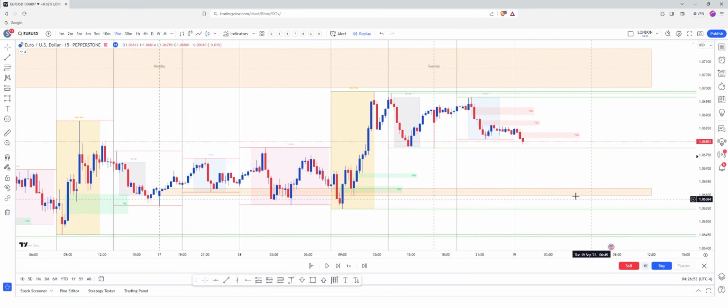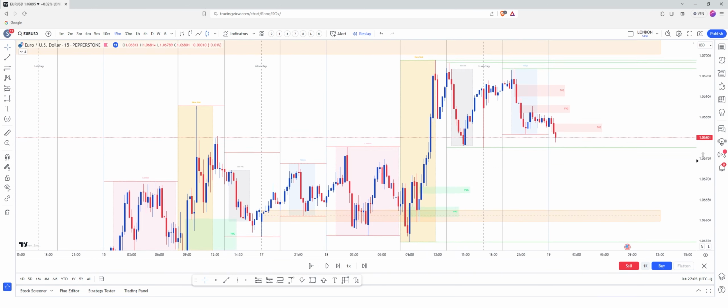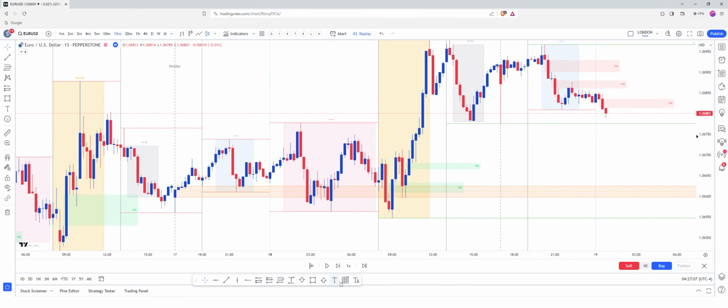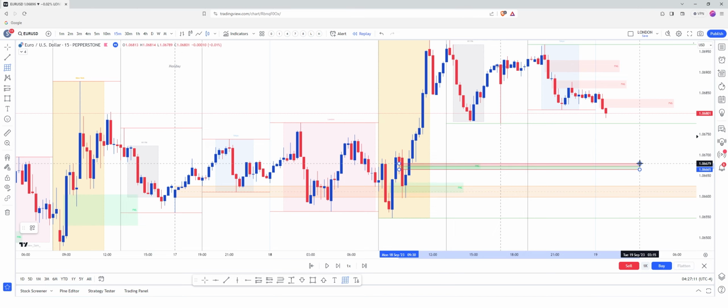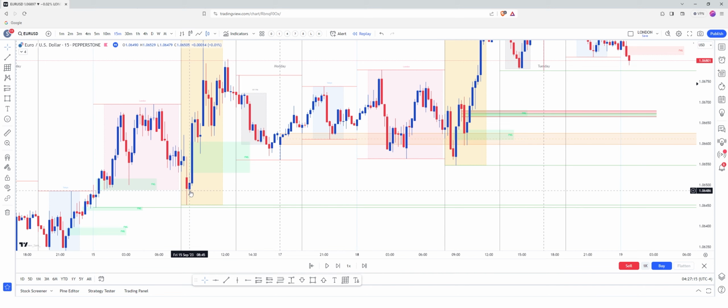Let's continue with the analysis. So we can see that we have pumped up through the New York AM session yesterday. We've left this 15-minute fair value gap here. We haven't taken out Friday's low yet, so Friday's low is still intact.